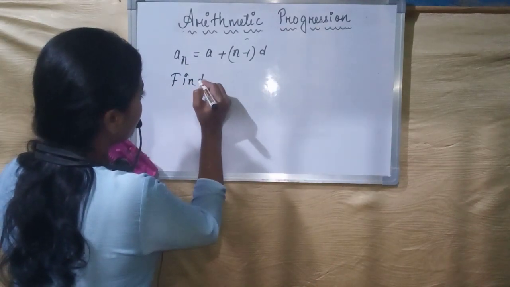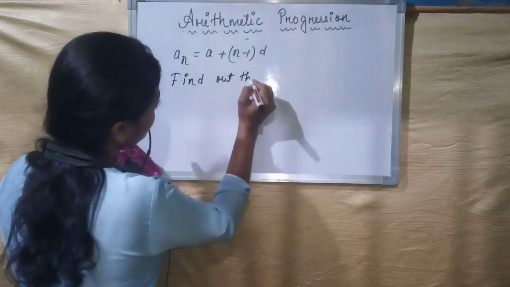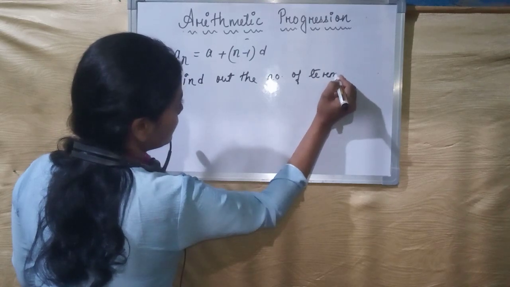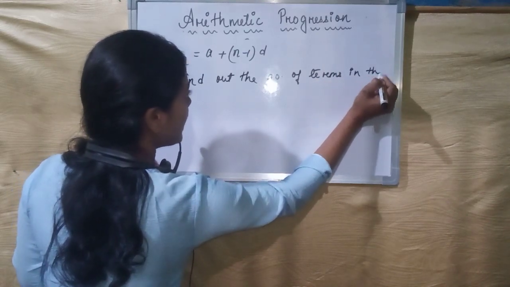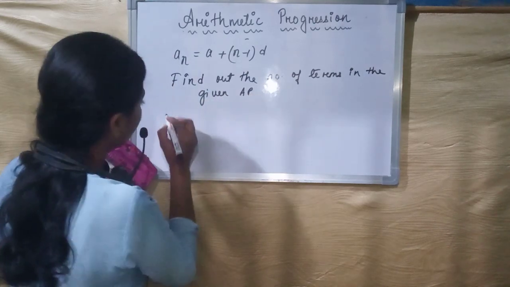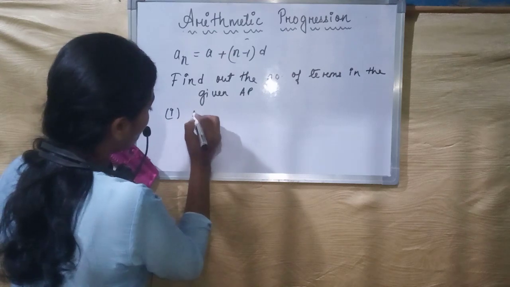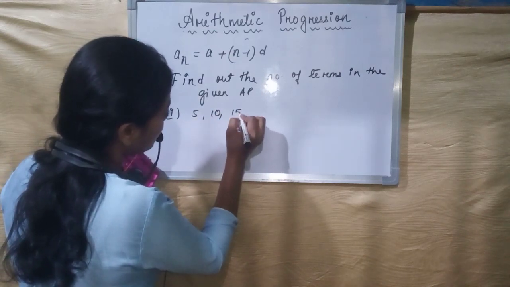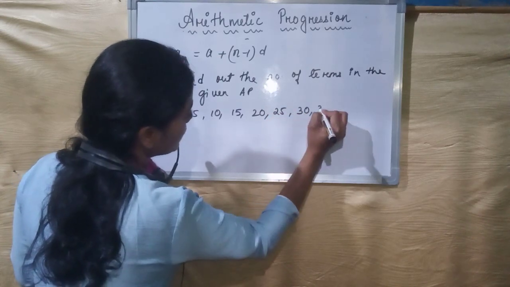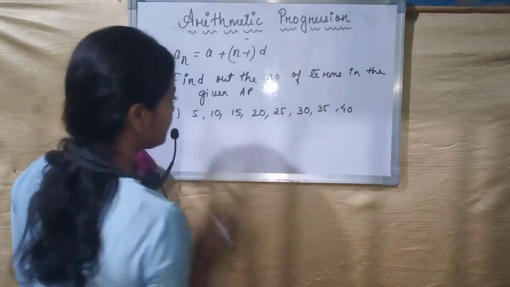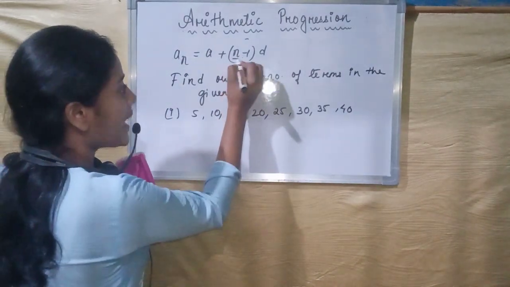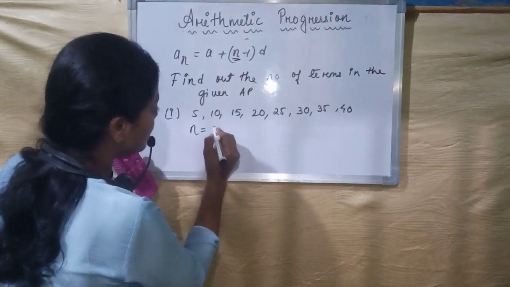Suppose a question is given: find out the number of terms in the given AP, and the AP given is 5, 10, 15, 20, 25, 30, 35, 40. Now with the help of this formula we can find out the number of terms. Number of terms means what? n. We need to find the value of n, the number of terms.